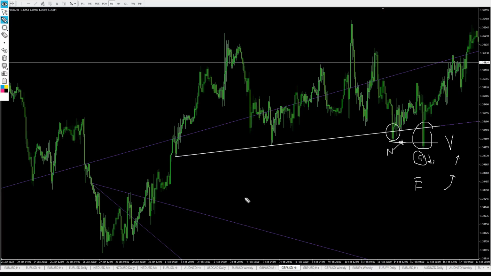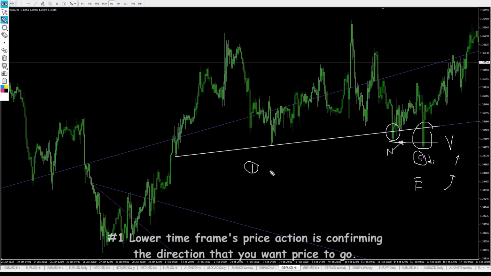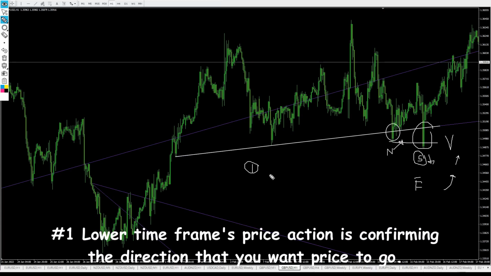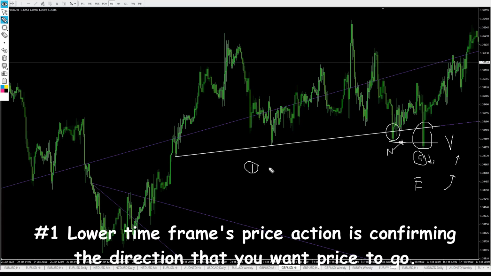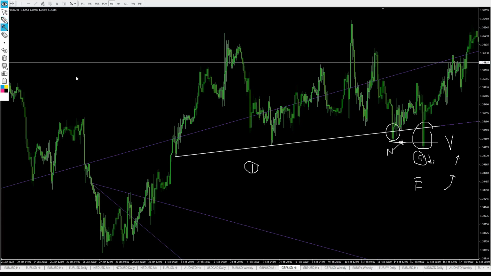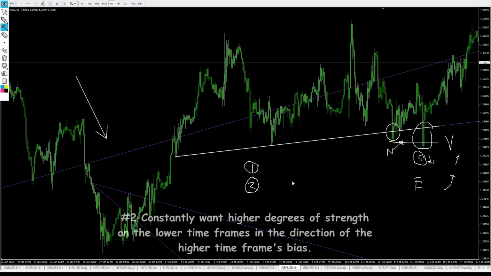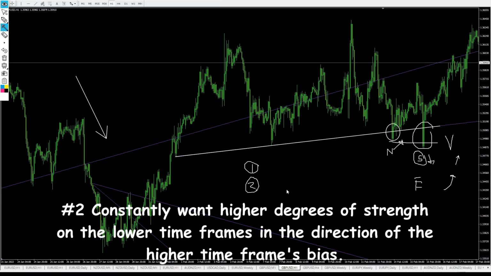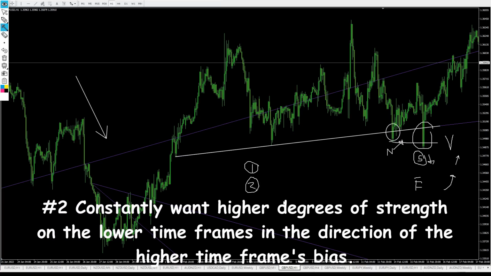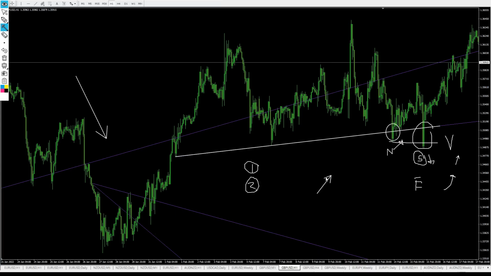Okay, so again, when confirming biases, the two basic things you want to be looking for is number one, that the lower time frames price action is confirming the direction that you want price to go. Okay, and that includes this pullback down here. And number two is that we constantly want a higher degree of strength on the lower time frames in the direction of the higher time frames bias, which is long. Okay, so let me just review this for you on the weekly chart.